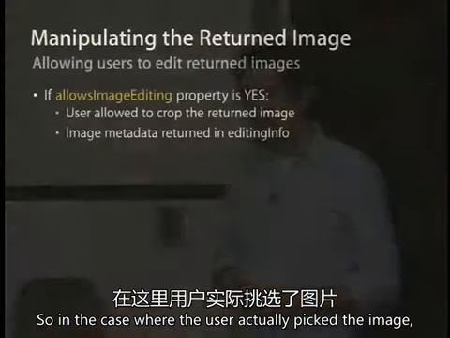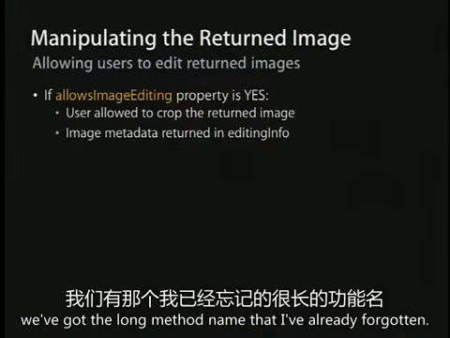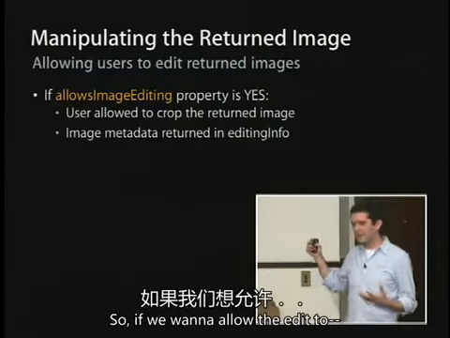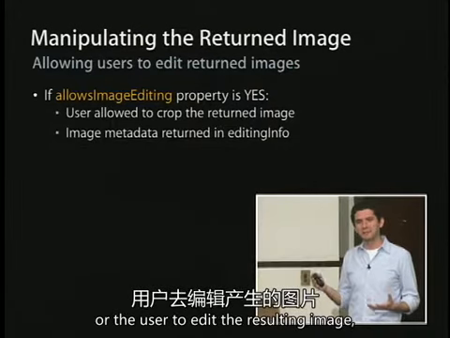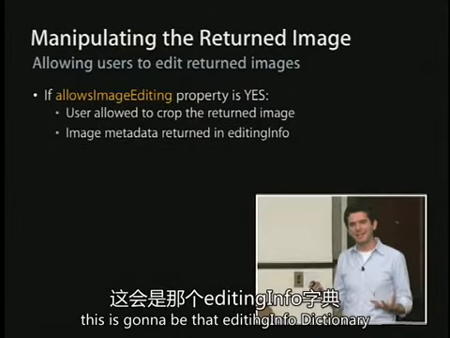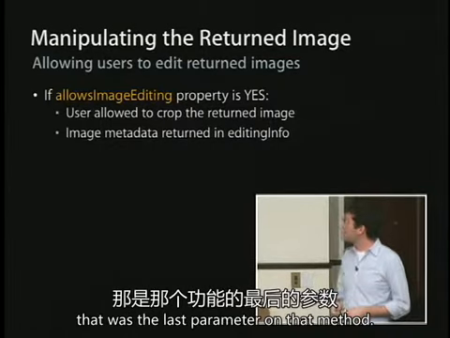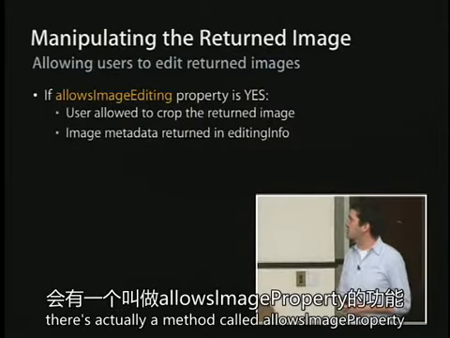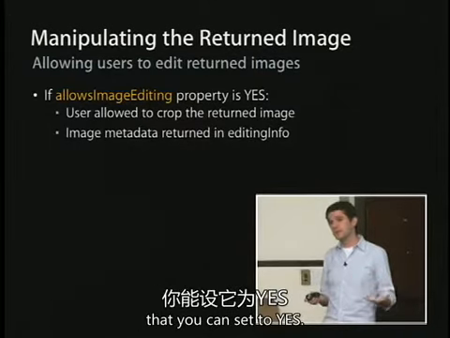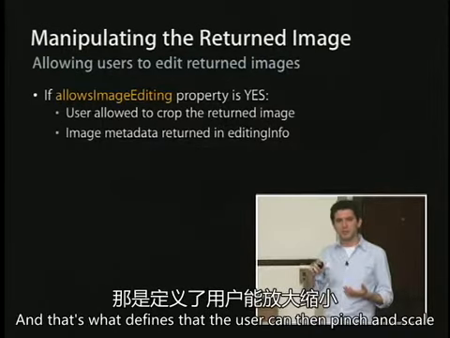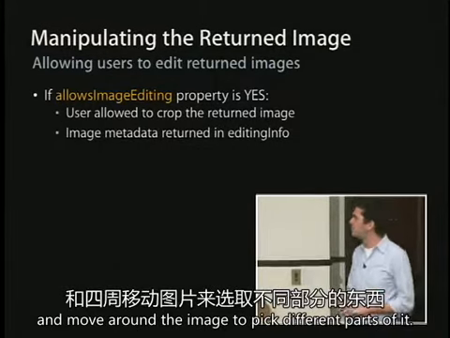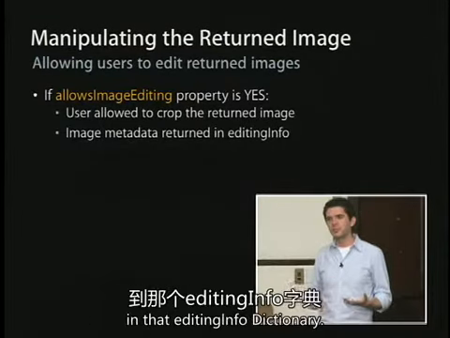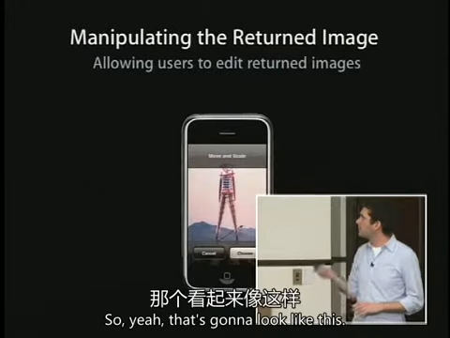All right, so in the case where the user actually picked the image, we've got the long method name that I've already forgotten. So if we want to allow the user to edit the resulting image, this is going to be that editing info dictionary. That was the last parameter on that method. So when you allocate your UI image picker controller, there's actually a property called allows image editing that you can set to yes. And that's what defines that the user can then pinch and scale and move around the image to pick different parts of it. So it allows the user to crop it, and this cropping metadata is returned in that editing info dictionary.